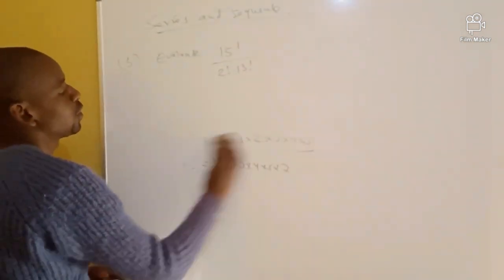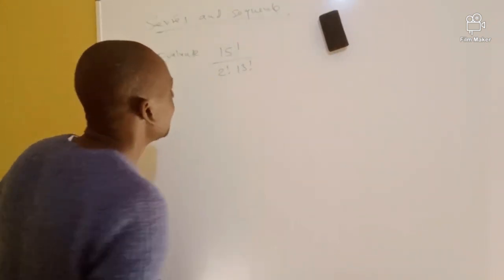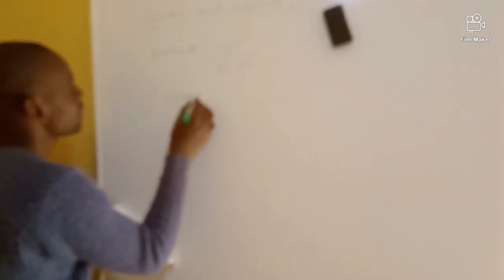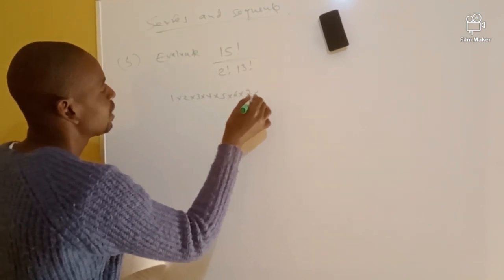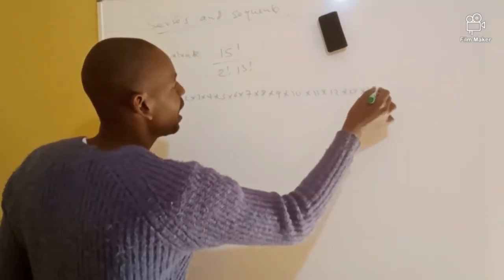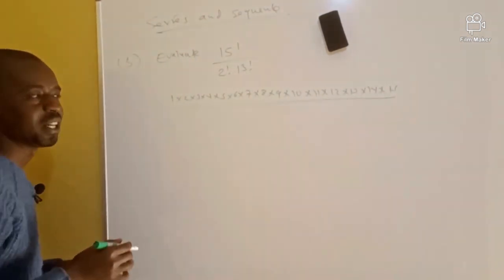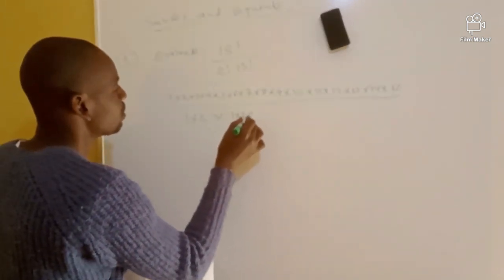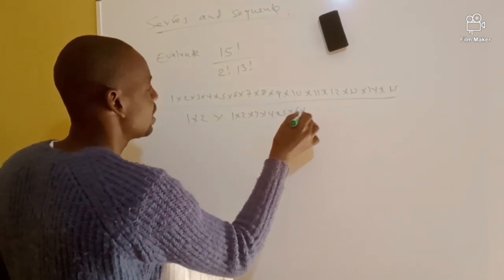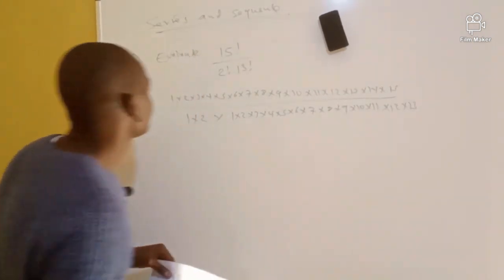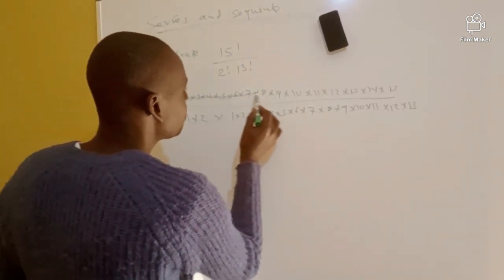So if you are given 15 factorial divided by that, then you are going to have 1 multiplied by 2 multiplied by 3 multiplied by 4 multiplied by 5 multiplied by 6, 7, 8, 9, 10, 11, 12, 13, 14, and 15, all over 1 multiplied by 2, multiplied by 1 multiplied by 2 multiplied by 3 multiplied by 4 and so on up to 13. I'm just doing it manually so that you understand. So you realize that 1 up to 13 will cancel each other.